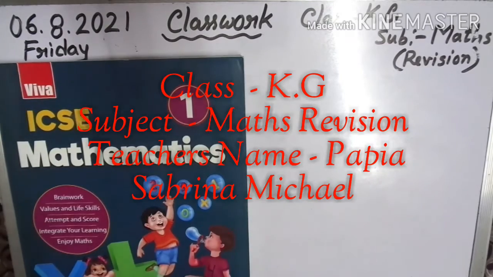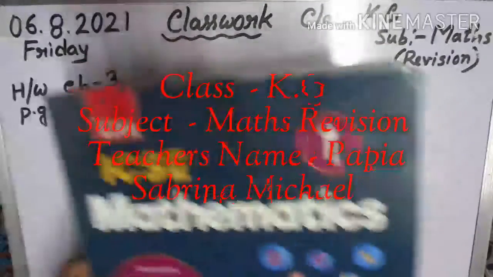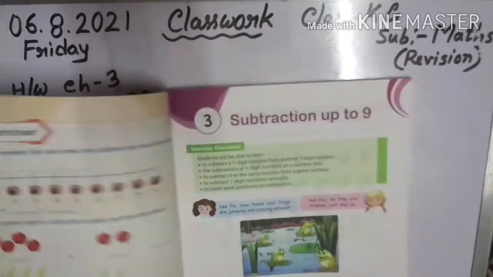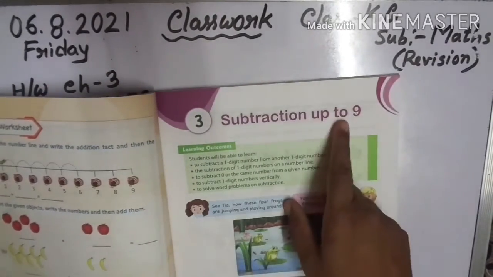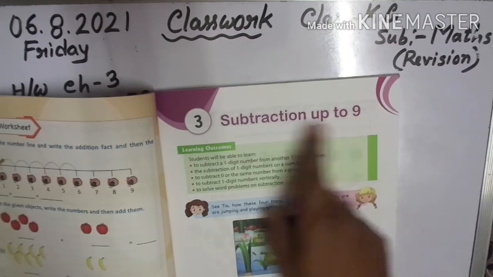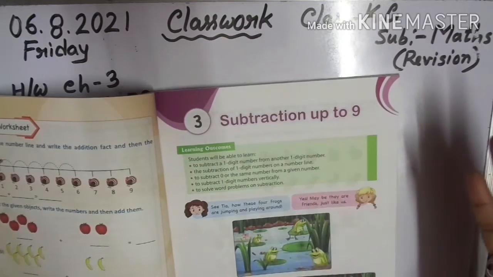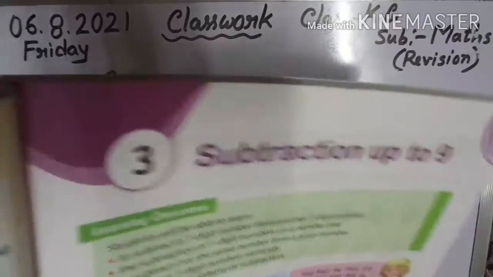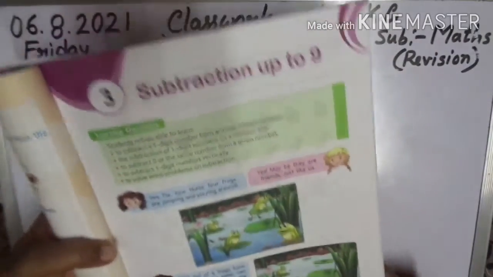So let's start. Take out this book. Chapter 3, Subtraction up to 9. Okay. So number and number name practice. Page 41. Open the page.